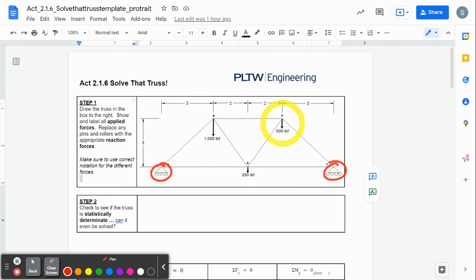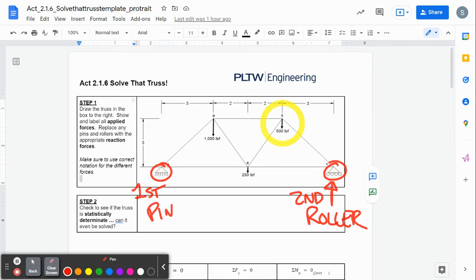What do they represent? This first symbol represents a pin. And this second symbol, when it has those wheels, is a roller. So when you see a pin and roller, I want you guys to think about how many reaction forces each of these has. Again, the first one's a pin. And when you're thinking about a pin, think about how does a pin work? What forces does it prevent?